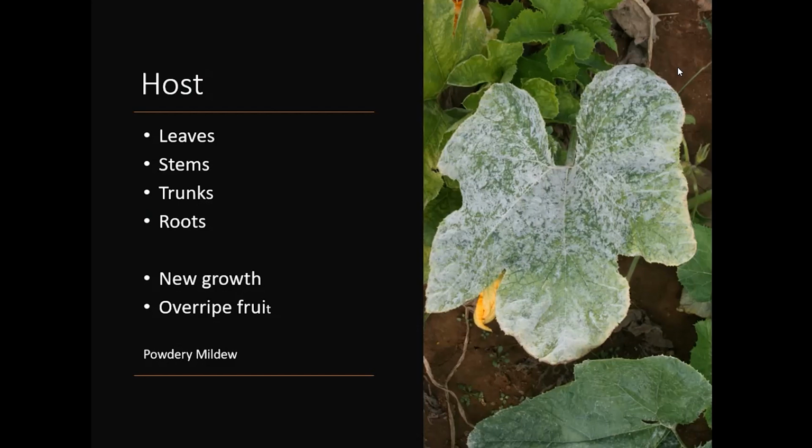Okay, so emerging new growth. Powdery mildew is one. That's when it's infecting. It might not be when you see it, but that's when it's infecting. So infection is different than that disease development. Some pathogens will target overripe fruit. We see a lot of that.